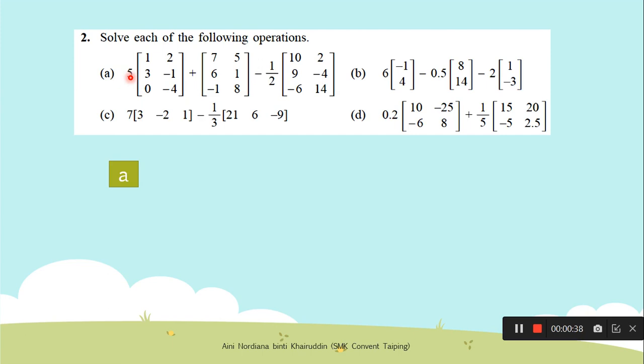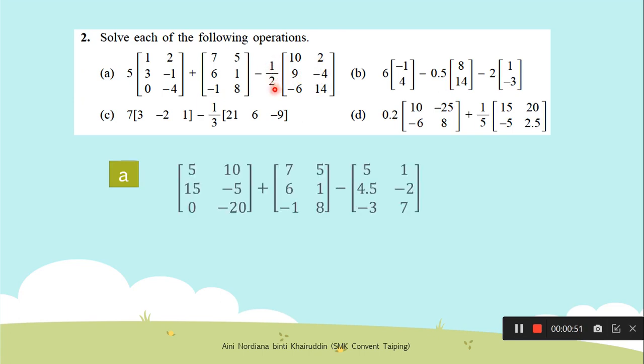For question 2, solve each of the following operations. Okay, first you have to multiply this matrix with 5 first and multiply this matrix with 1/2. So you'll get this. And then you just do operation addition and subtraction. So 5 plus 7 minus 5, you will get this. So this is the answer for A.